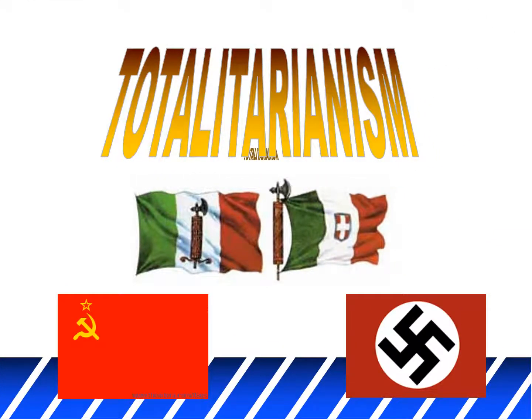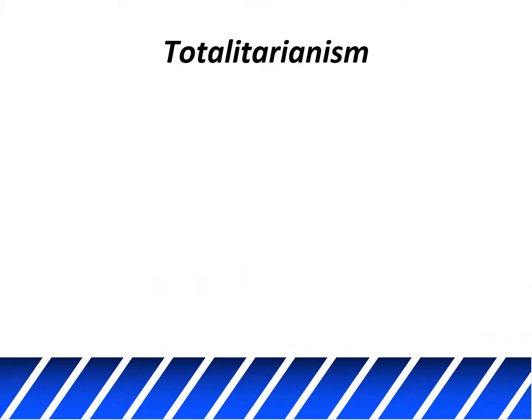Hey guys, today we're going to study totalitarianism and we're going to apply totalitarian examples to the countries of Nazi Germany, Fascist Italy, and the Soviet Union. A good definition of totalitarianism would be that of a government controlling every aspect of the lives of its people. And these governments emerged during the 1920s and 1930s in the aforementioned countries.